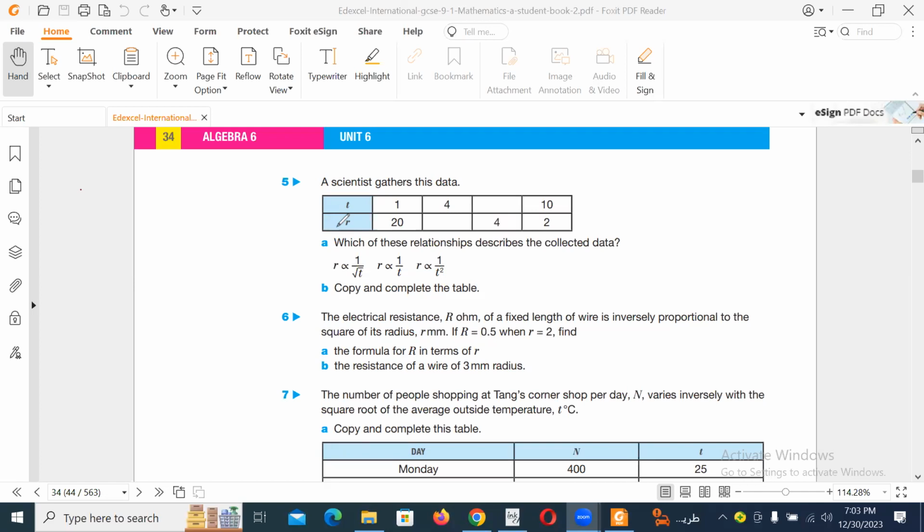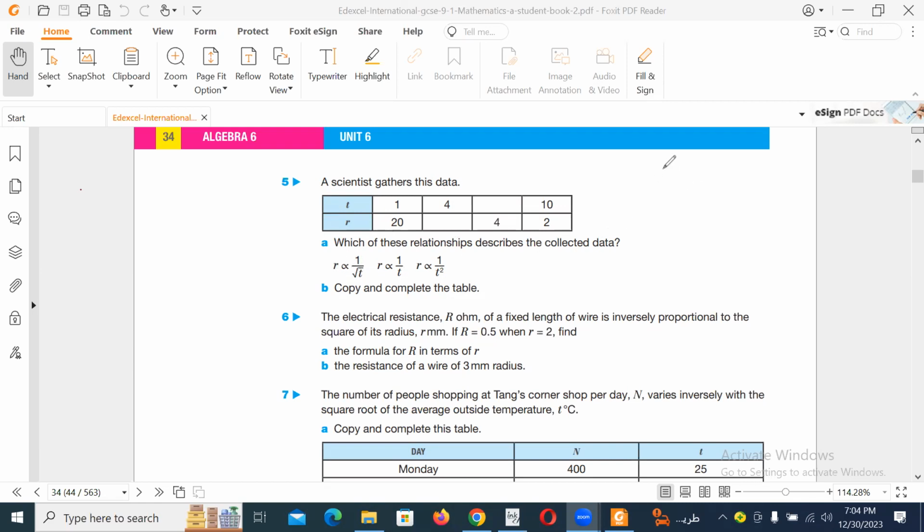Now we will try the inverse concept in one of the given tables. The scientist gathers this data. So we have T as well as R, and the relation between T and R is inversely proportional. They describe the collected data with these three given pieces of information. One of them is correct, and we will try to find out which one.